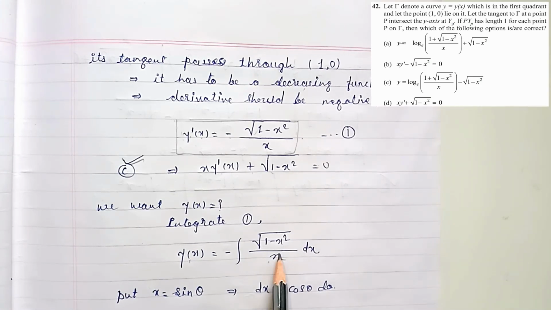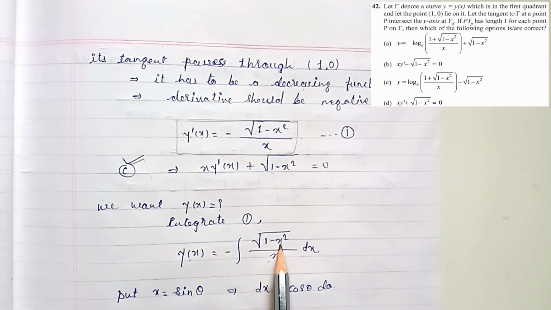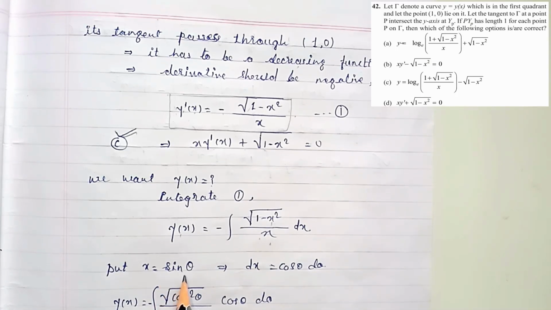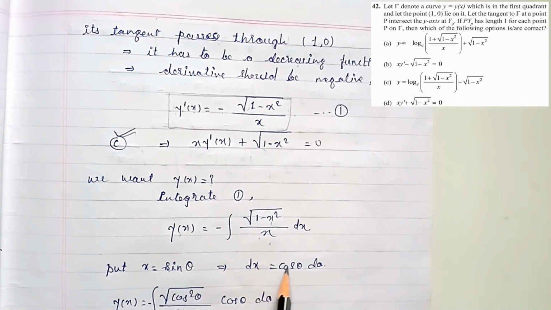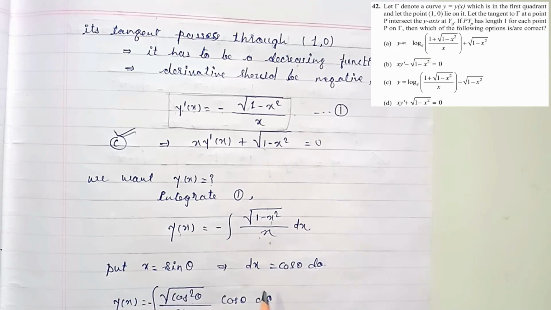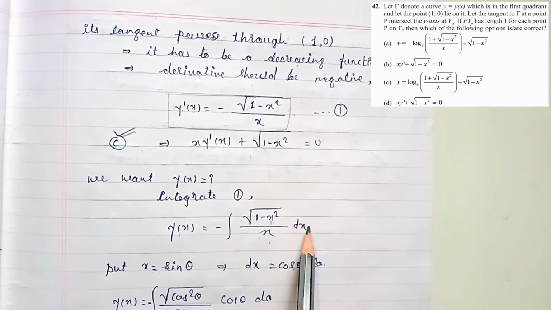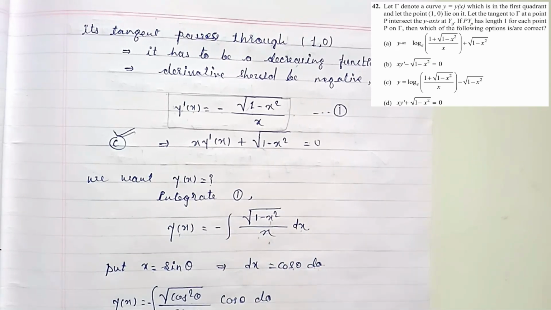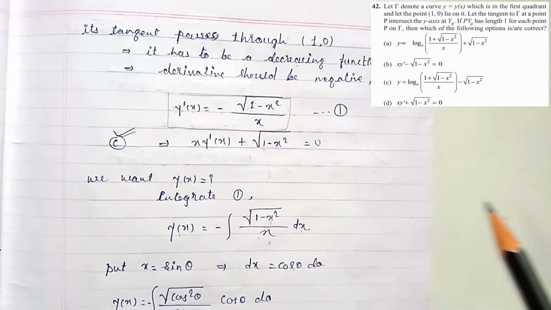So that's why we substitute x as sine theta. If x is sine theta, then we can write dx equal to cos theta d theta. So x is sine theta, then dx is cos theta d theta. For y of x, put the value for x and put the value for dx. If we are putting the value for x, surely we have to find the value for dx.